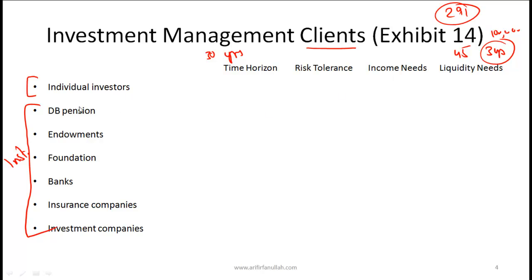Now let's talk about different kinds of investors. With individual investors, I've already roughly talked about it. So this is an individual client of yours. And given the example I just showed you or just discussed, all these things actually just vary based on the individual. So I gave you the example of a young person as well as a person who's just about to retire.